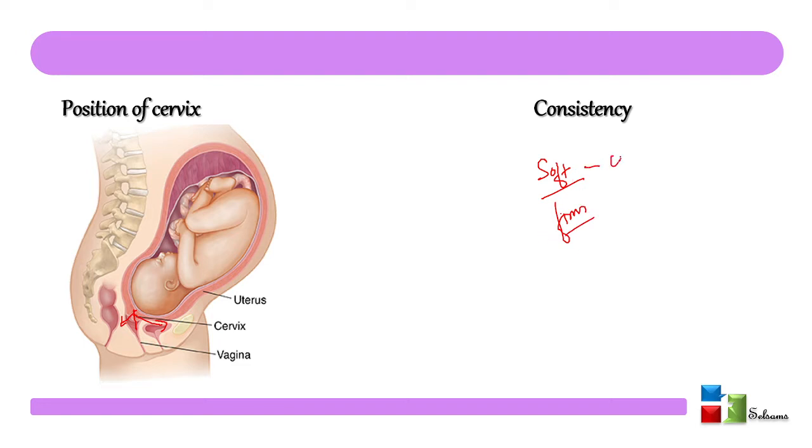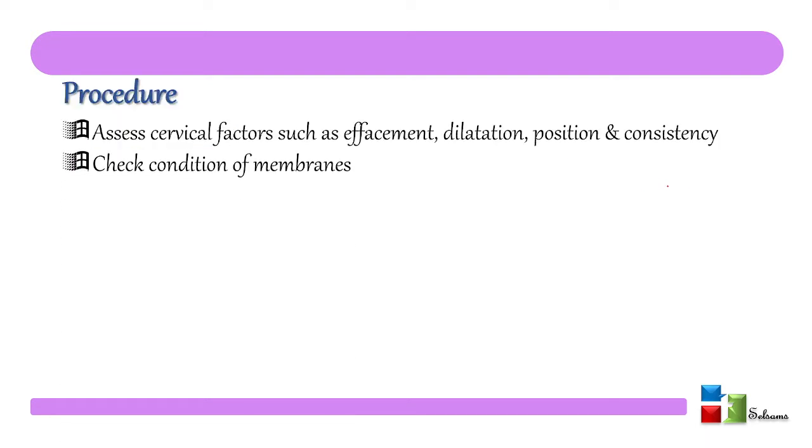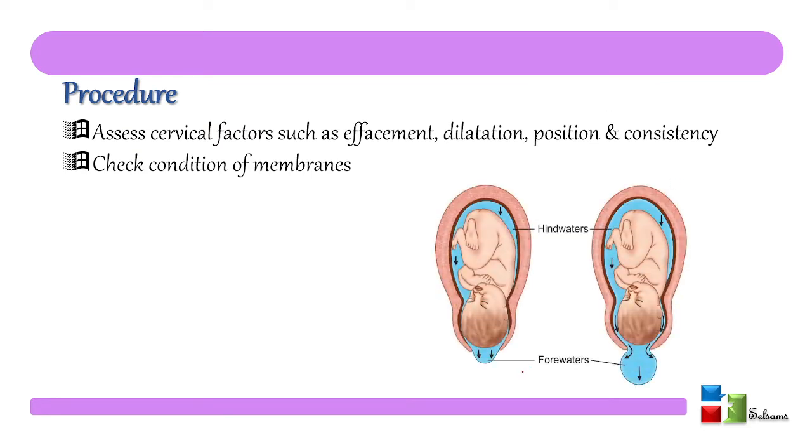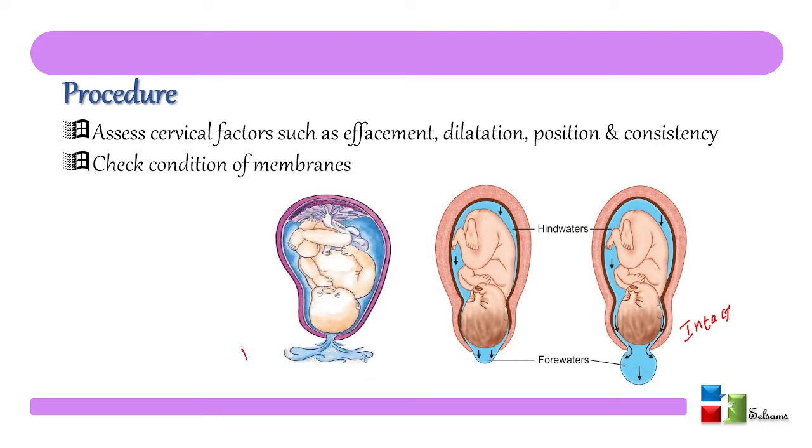Soft, here they call it cervical ripening. Ripening is a word we could understand, right? This means matured. So check for the condition of the membranes. If the membrane is intact, it means it is not ruptured. So you can find the forewater bag, and we won't see the hind water bag. It will be bulging like this, and this is called rupture of membrane.